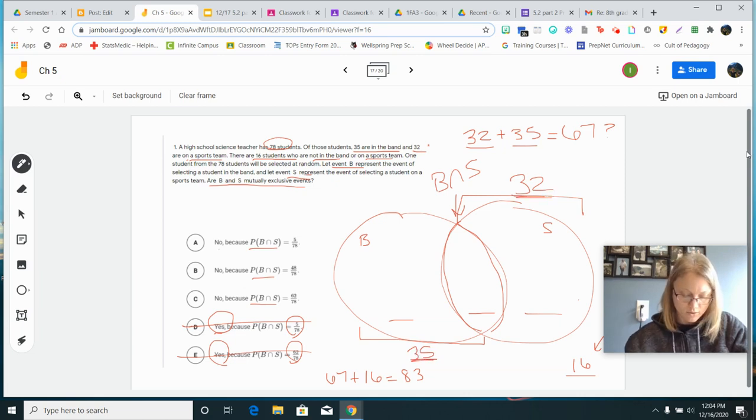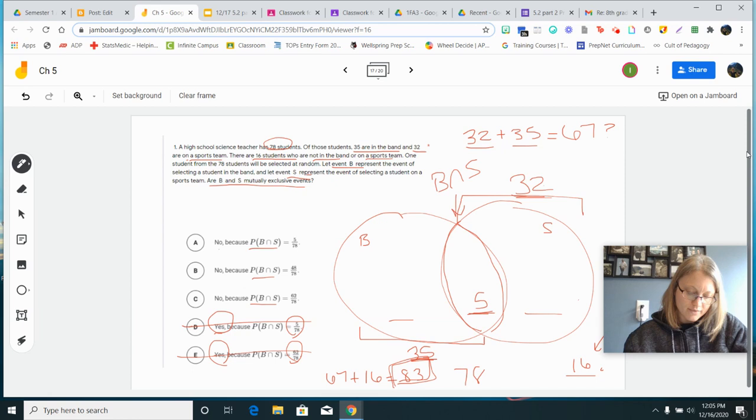So if I just take all my numbers and add them up, so the 35, the 32, and the 16, that's going to give me 83 kids, but I only have 78 kids. So what that means, there's a difference of 5 there. That difference of 5 is going to be my overlap, because I've counted it twice. If I count the 35 and I count the 32, that means I've counted the 5 two times. And that's why I see 83 people represented instead of 78.